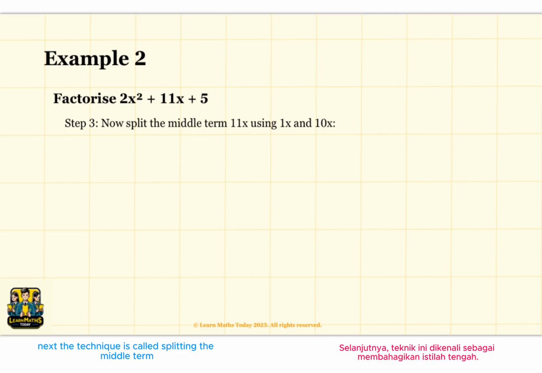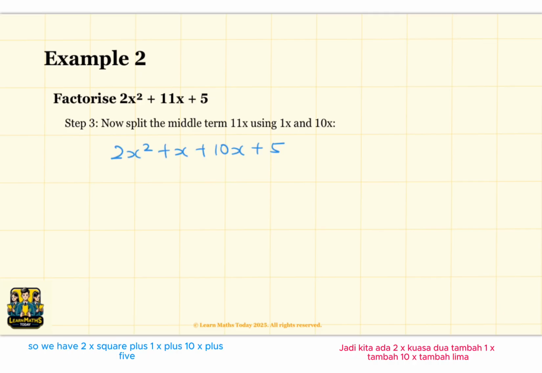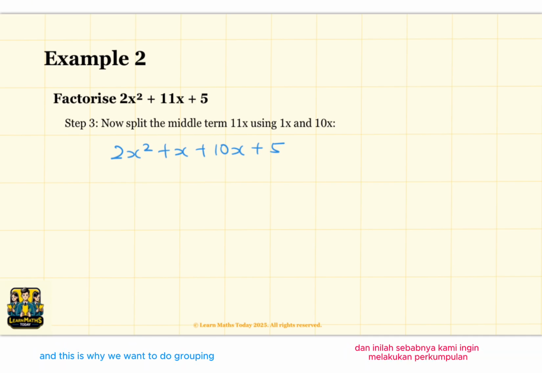Next, the technique is called splitting the middle term. We use our numbers 1 and 10 to split the middle term and factor by grouping. We first split 11x using the magic numbers 10 and 1. So we have 2x squared plus 1x plus 10x plus 5. Notice that now we have 4 terms instead of 3 terms. And this is why we want to do grouping next.